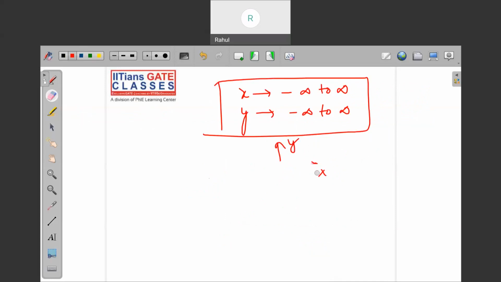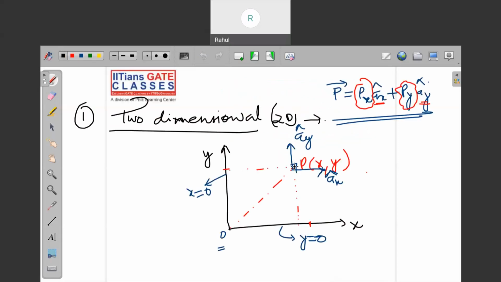Remember that in the Cartesian coordinate system there is no restriction. Anywhere you can locate any point, the coordinates are the same. The direction will not change. So a_x cap is the unit vector along the x-axis, and a_y is the unit vector along the y-axis. They are orthogonal to each other. So these coordinate systems follow orthogonality.